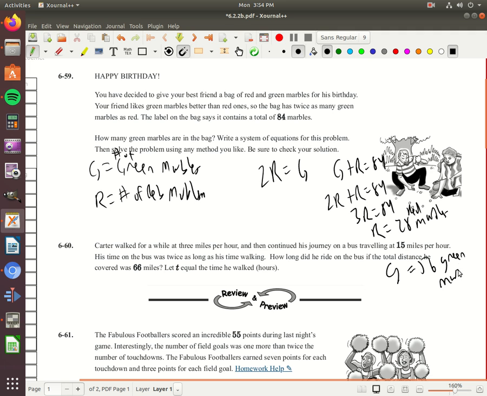And the last thing I should do again is check. 28 plus 56 should equal 84, and it does. So I feel pretty happy with my answer. I guess I should have put green over G equals 56 green marbles over here. I apologize for my handwriting. Hopefully you're listening. I'm writing on a stylus, plus I have bad handwriting to begin with.